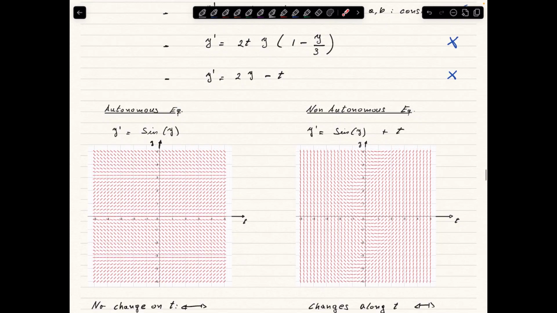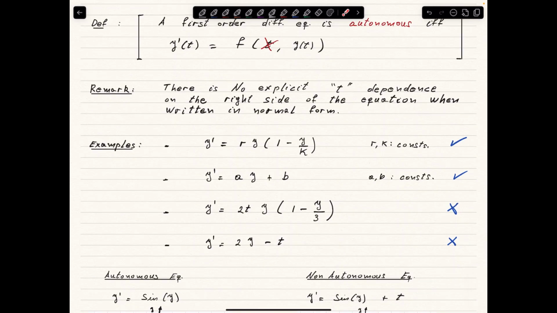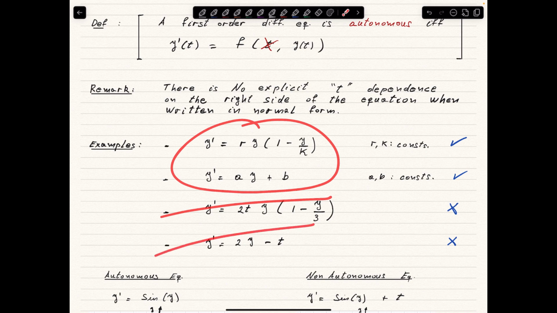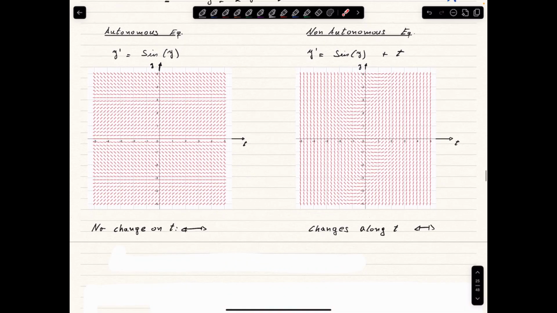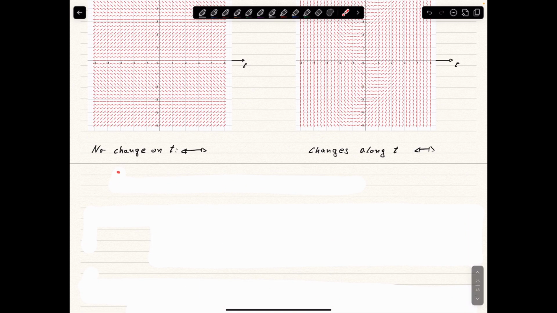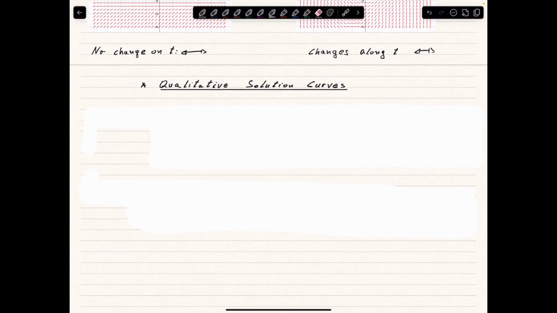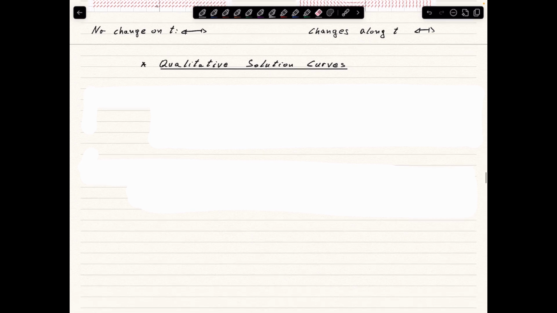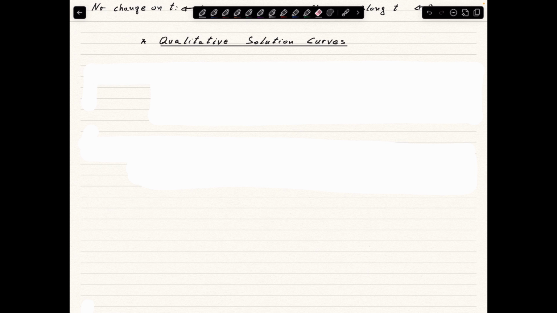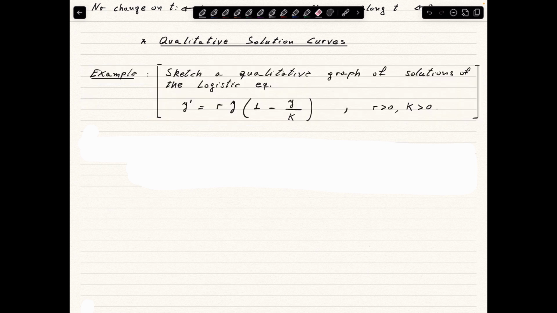And for autonomous equations, so for equations like these two and not for these two, we can do a graphical analysis that doesn't require a computer, just paper and pencil. We call it the qualitative solution curves, the sketching of these solution curves, and we are going to show how this is done with an example. The example is going to be the logistic equation again. This is the growth rate, this is the carrying capacity.